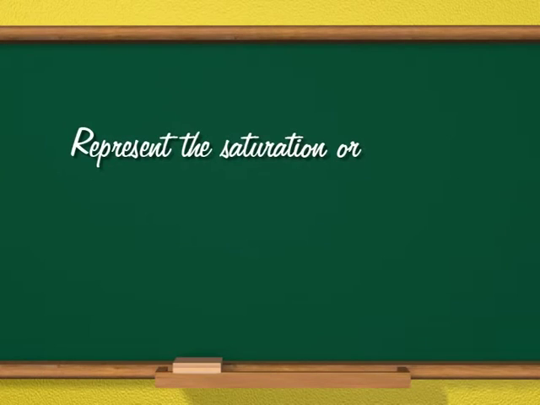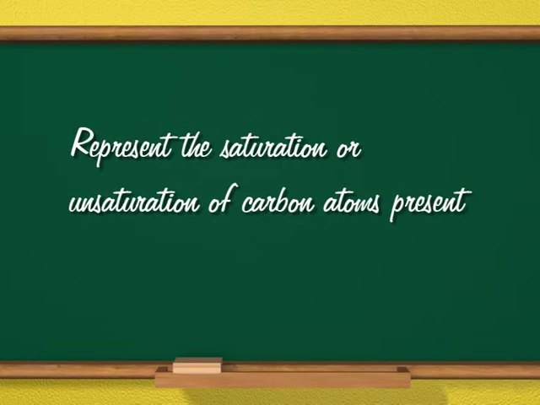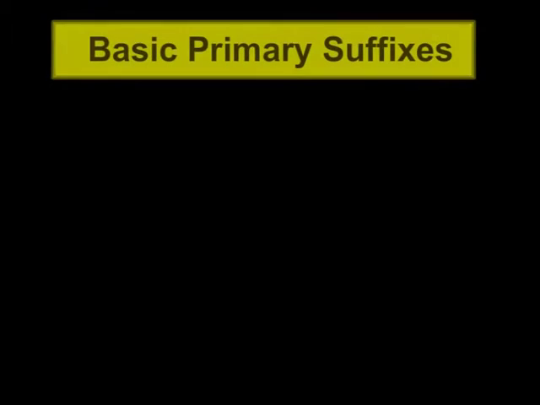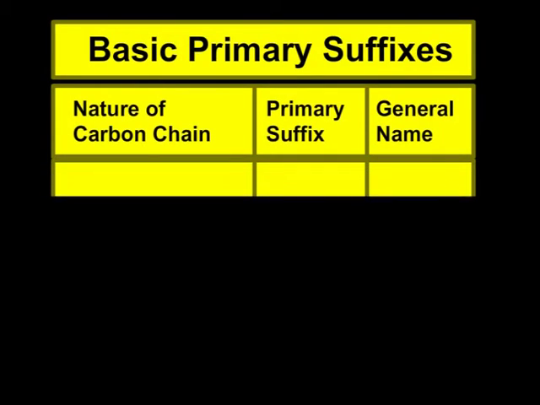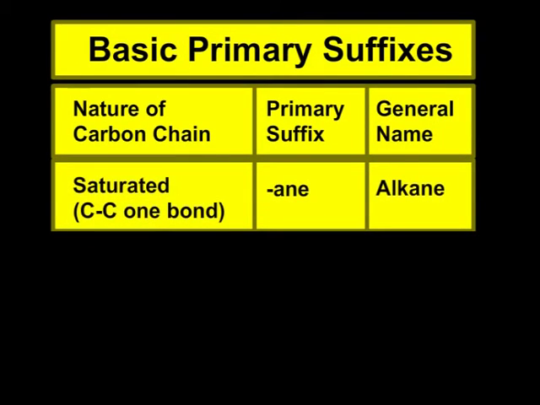The suffix, which is used to represent the saturation or unsaturation of carbon atoms present in the parent chain, is called a primary suffix. Students, we are looking at basic primary suffixes as shown in the table. If nature of carbon atom is saturated, it means that there will be single bond between carbon atoms. Primary suffix will be ane. General name of the compound will be alkane.